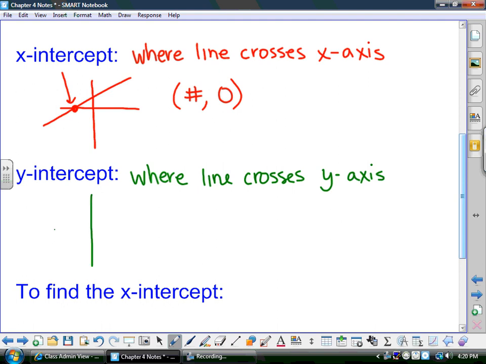So if I have the graph of a line, wherever that line crosses the y-axis is the y-intercept. Points that are y-intercepts don't go any left or right, but then they do move up or down. So they have a 0 in the x-coordinate and then a number for the y.